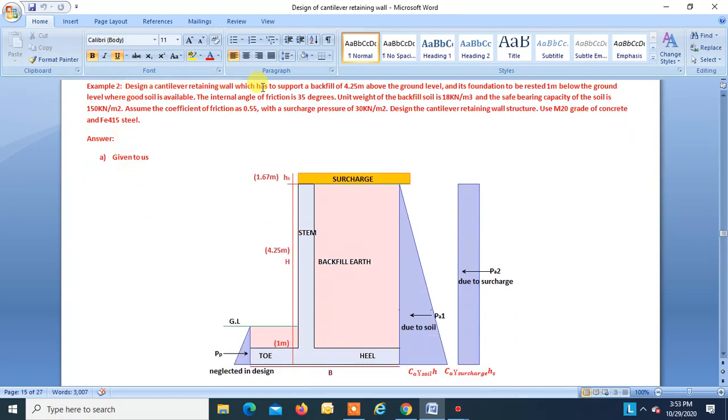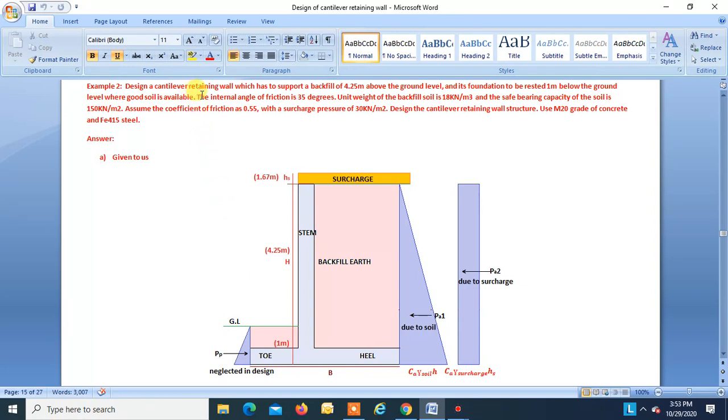Design a cantilever retaining wall which has to support a backfill of 4.25 meters above the ground level and the foundation to be rested 1 meter below the level where the good soil is available, okay? So this is ground level. Above that 4.25 meters backfill is to be supported, okay? And the foundation is 1 meter below, okay? So this total height is 5.25 meters, right?